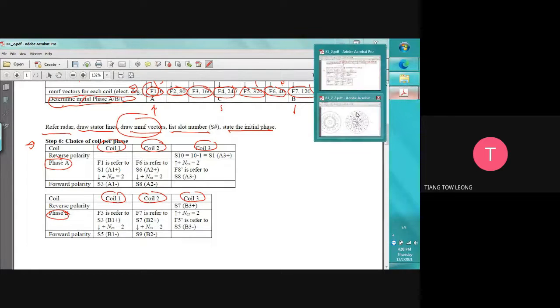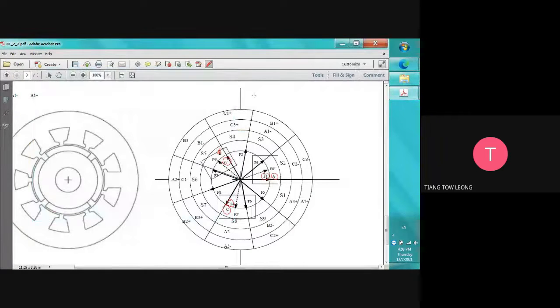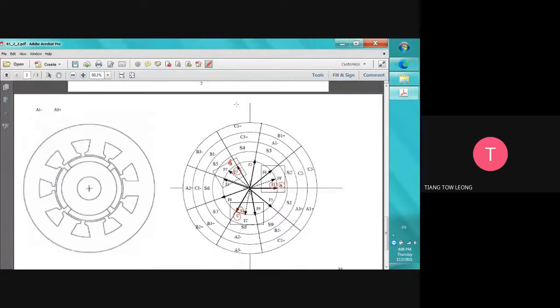Next, what we need to do? Okay, now we need to select. When we want to select, we need to refer to the radar. Just now we said that phase A must have 3 coils or 3 MMF. So first is A must have F1 plus. Okay, this is one of the selections. Let's say we want to choose 3. We can choose like this, F1, F2, F6. We also can choose F1 plus F6 plus F5.